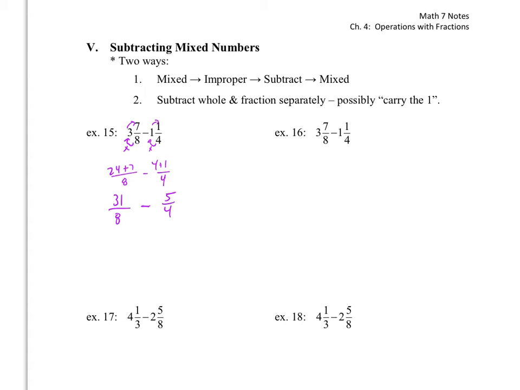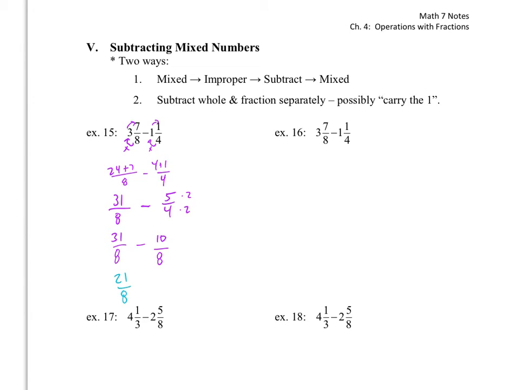When we add and subtract, what has to be true about our denominators? They have to be the same. So times 2, times 2. So we end up with 31 eighths minus 10 eighths. Doing okay so far on this? What's 31 minus 10?